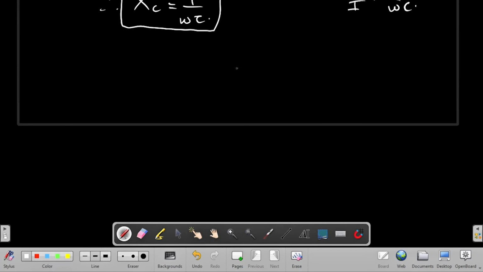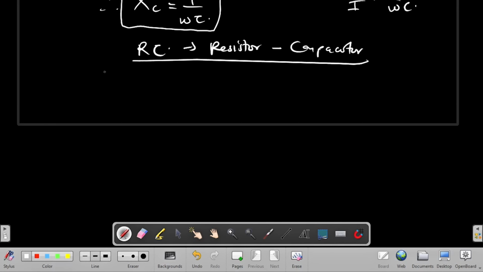Now, let's analyze some circuits. The first circuit is what you call an RC circuit, or resistor-capacitor circuit. If I have a resistor and a capacitor in the same circuit, how do I analyze it? So let me draw a model circuit with an alternating source, V. I have my resistor in series with my capacitor.